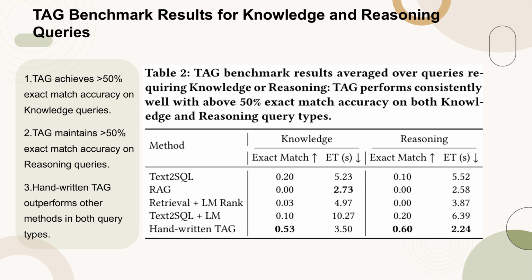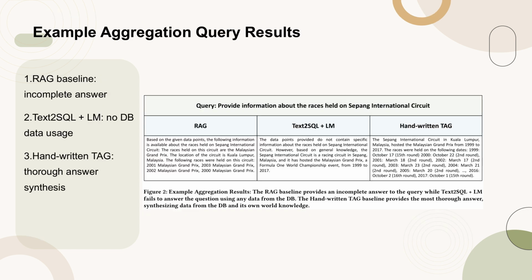Figure 2 illustrates the results of different baselines on an aggregation query. The RAG baseline provides an incomplete answer, while the Text2SQL plus LM baseline fails to utilize any data from the database. In contrast, the handwritten TAG baseline offers a comprehensive summary, effectively combining data from the database with its own knowledge.